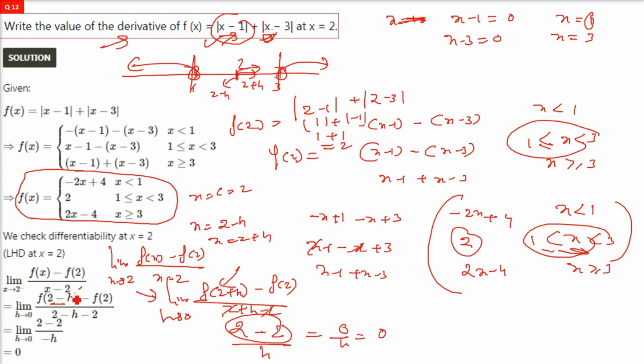You go to left, right. If you don't want to do it this way, because the value between 1 and 3 is a constant, it's 2, so it will always be 2.